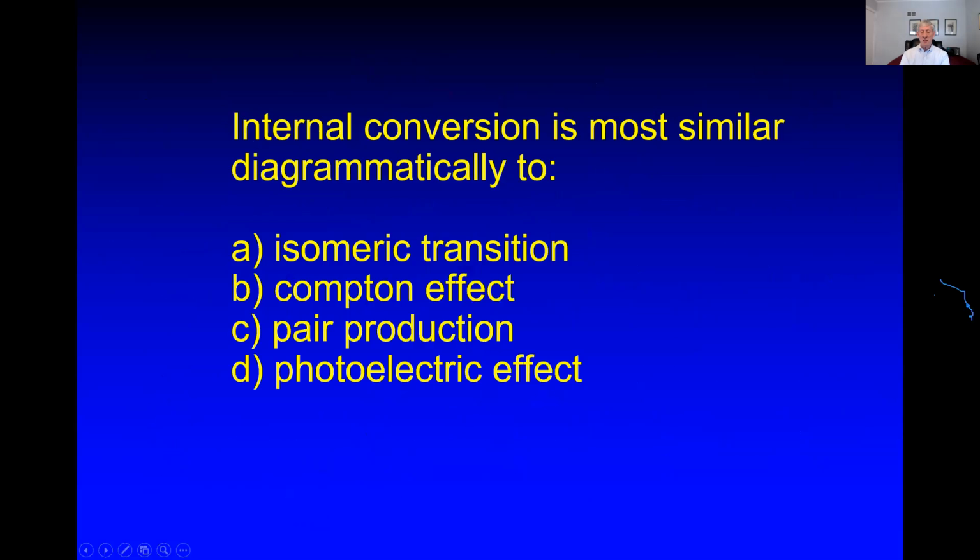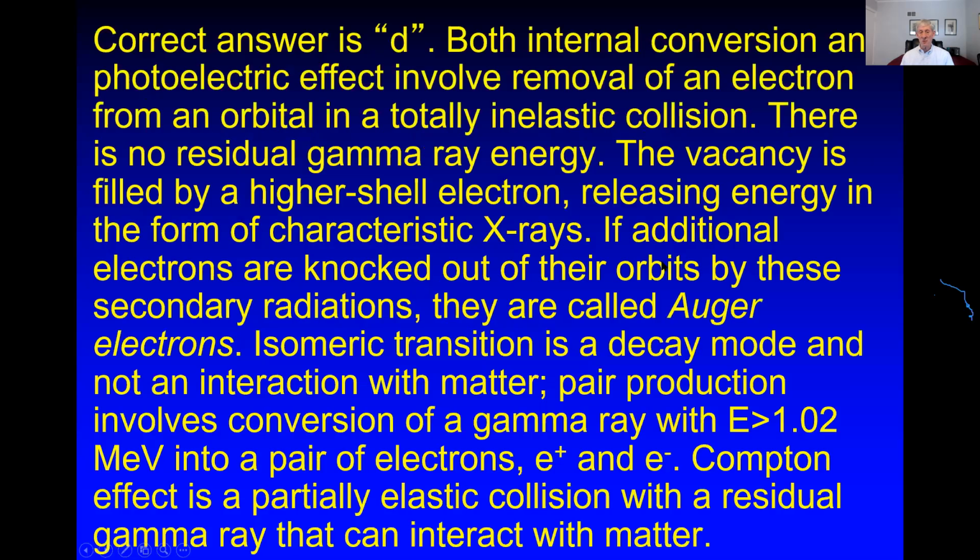The internal conversion is most similar diagrammatically to which one of those? Remember I told you. Is it photoelectric effect? Correct. Photoelectric. Remember, in the photoelectric effect, the gamma is coming from outside the atom and hitting it. And in internal conversion, it's coming from the nucleus, knocking out an electron, and everything else in that diagram is identical. So yes, D, photoelectric effect. It's a very lengthy explanation. I really spent a lot of time on these answers just to help you with your board review.